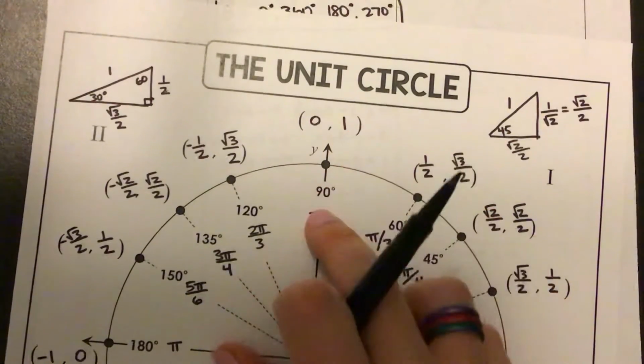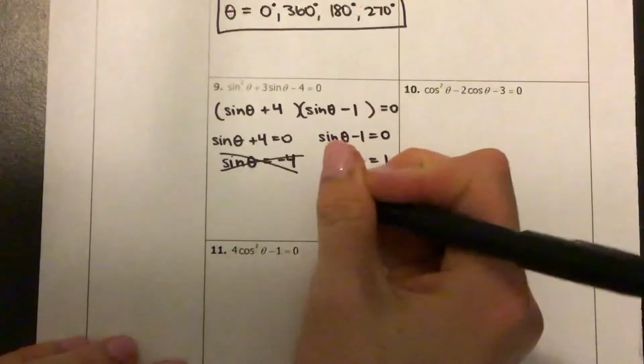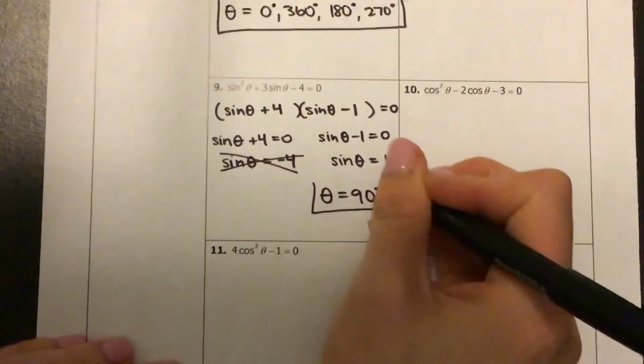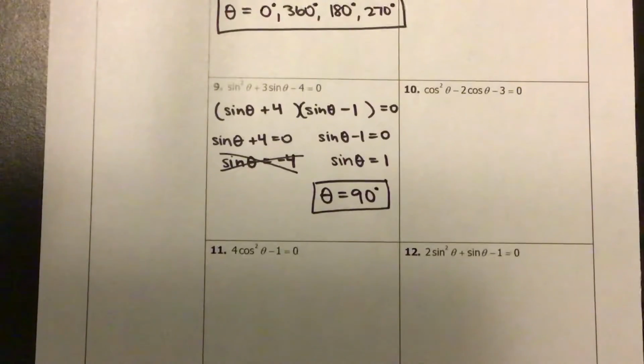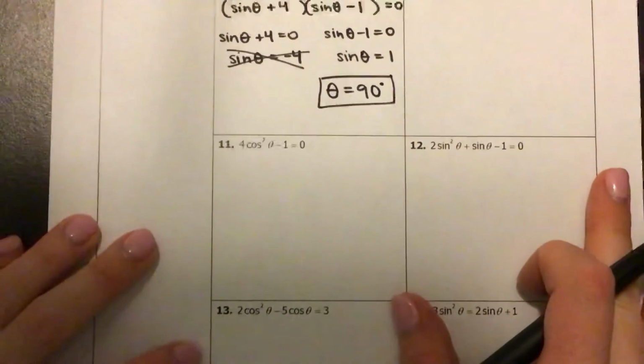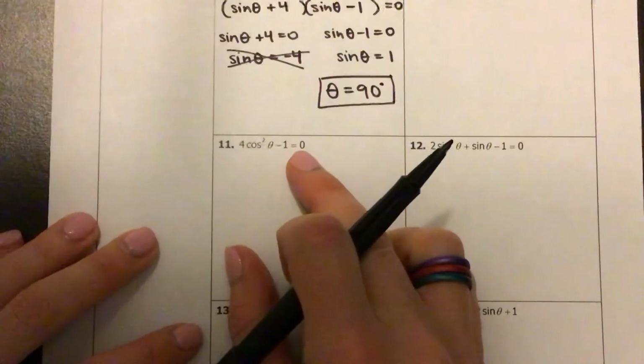It's at this value right here, 90 degrees, because we're supposed to give our answer in degrees. So just one possible answer for this one versus the 4 answers that we came up with for number 7. So anything's possible here. Number 11, everything on one side, set it equal to 0.